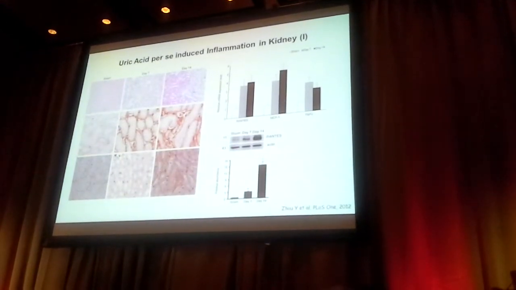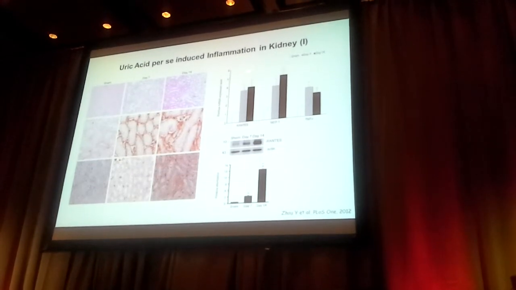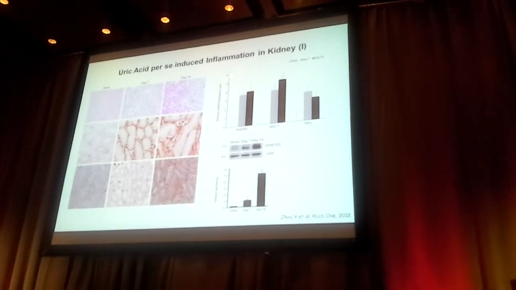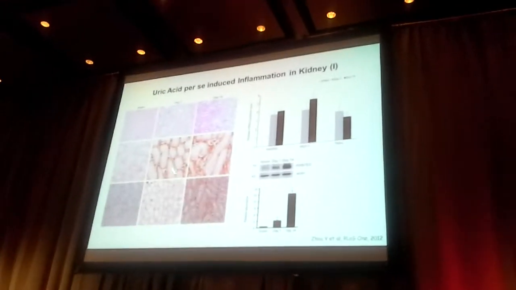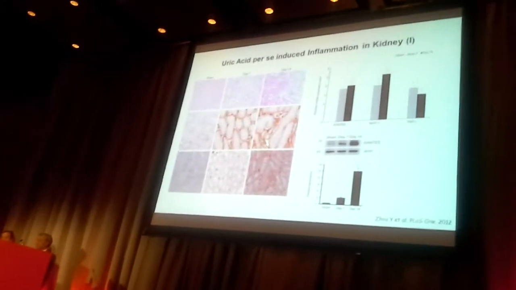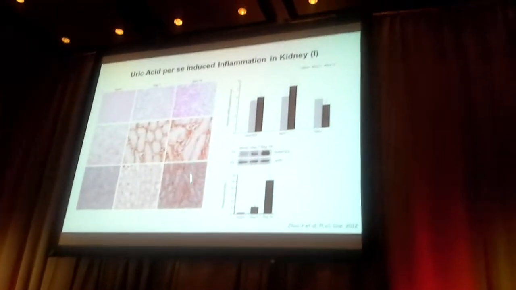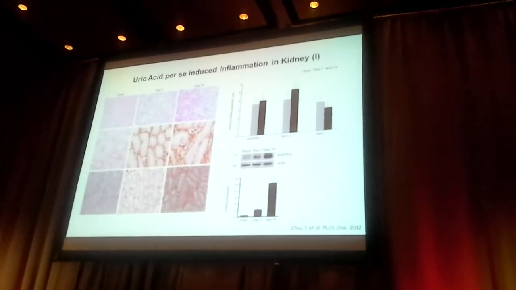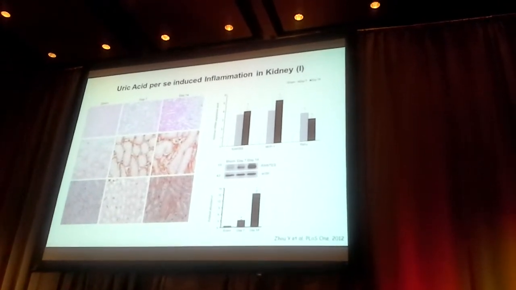I'm happy to show this slide because we are not the only ones to show uric acid inflammation in the kidney. As you can see, with the administration of oxalic acid, this group actually found interstitial inflammatory cell infiltration, shown here with the association of the upregulation of RANTES, MCP1, and TNF-alpha.